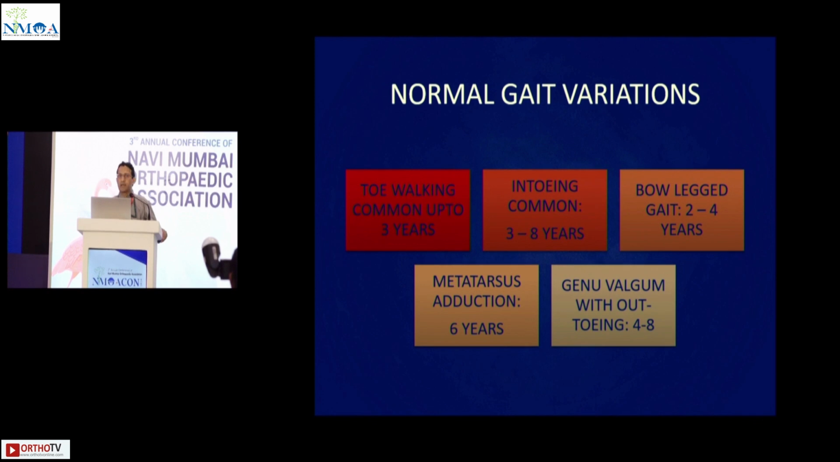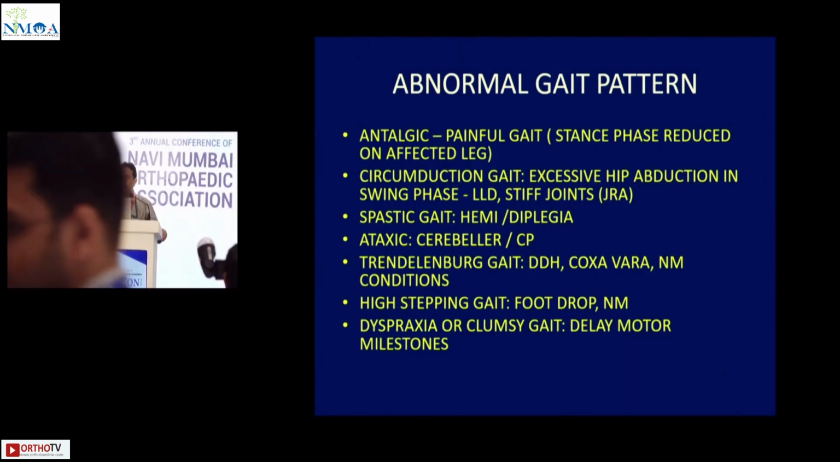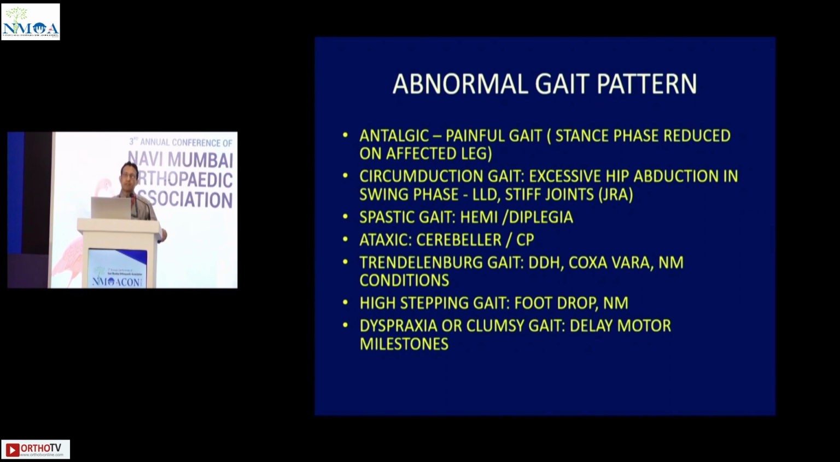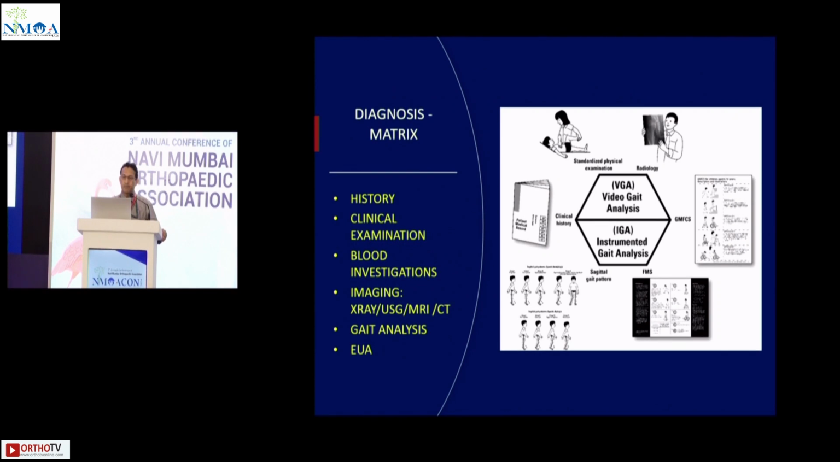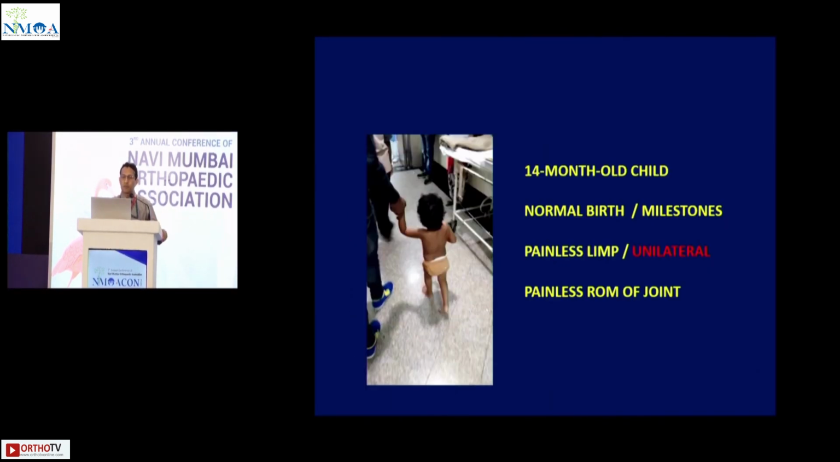Of course, there are a lot of variations in gait, so one should be aware that children don't walk like adults until they're age 7. So as long as the gait is symmetrical, it is normal. For exam purposes, you need to know various gait patterns. All the examiners are very fond of asking these questions about different types of gait. And of course, you follow a matrix. You follow a pattern when you diagnose these disorders.